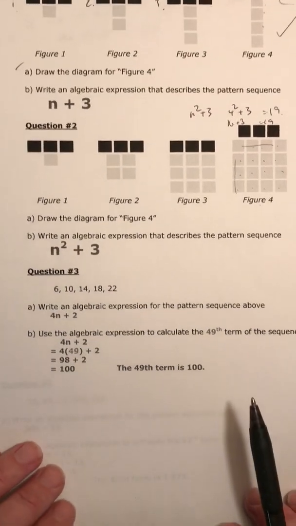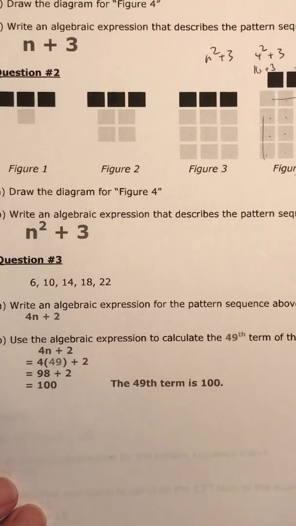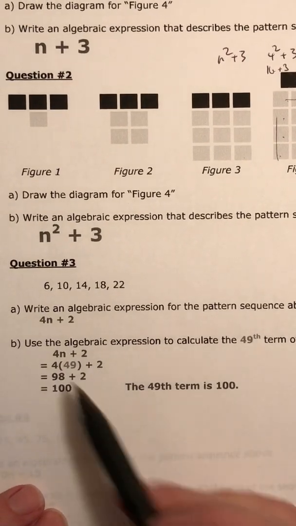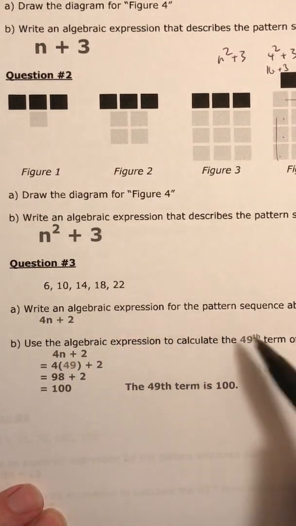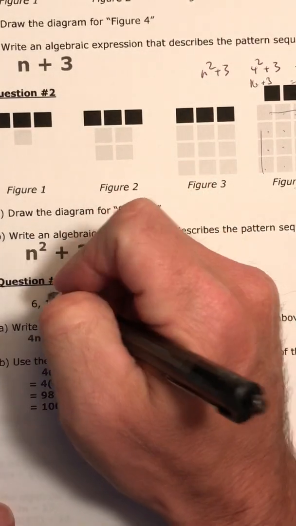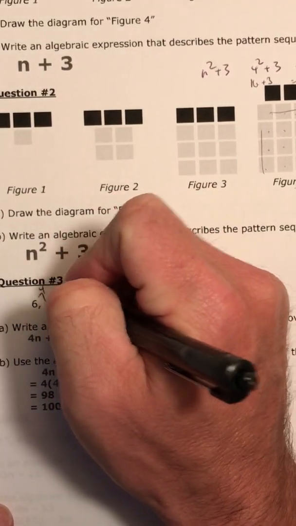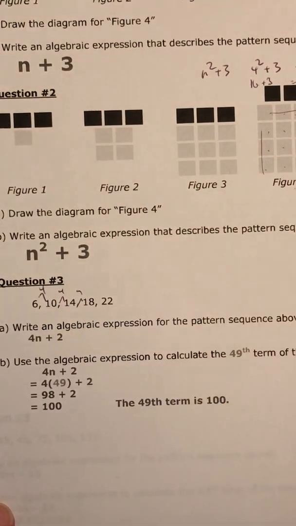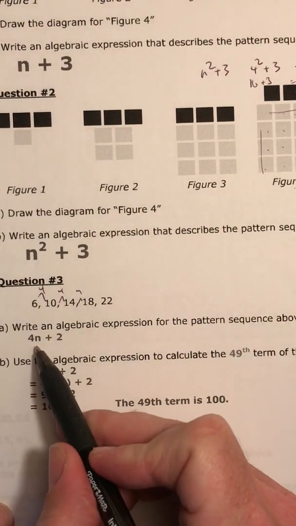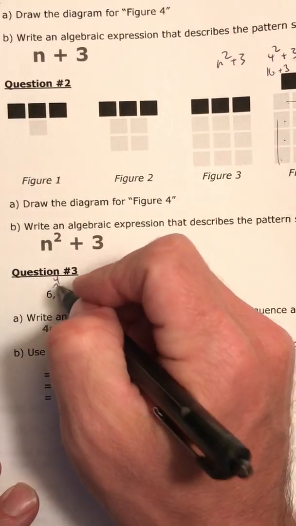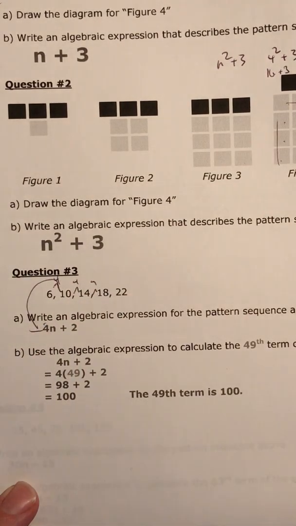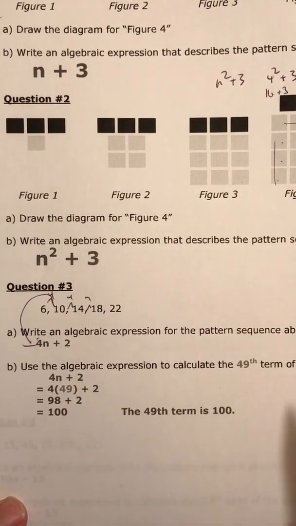If we go to question 3, I'm just going to zoom in a little bit just so we can see what's going on here. So we got 6, 10, 14, 18, 22. Remember that first step, always look for that difference. That difference between each term is going to be 4. That's going to be our coefficient. So that difference is going to come back down here to that coefficient. All right, let's just see if this works.